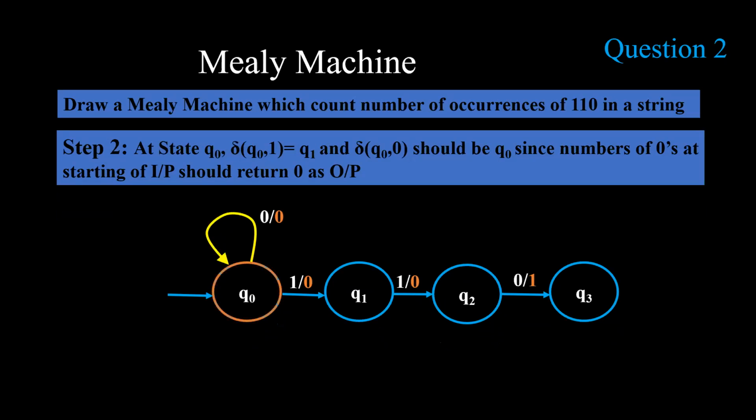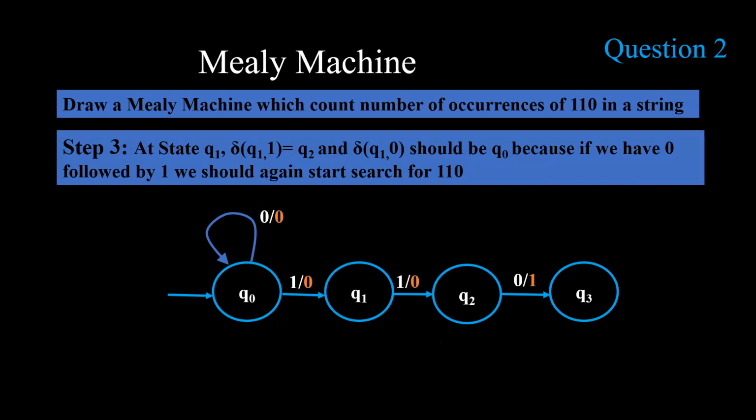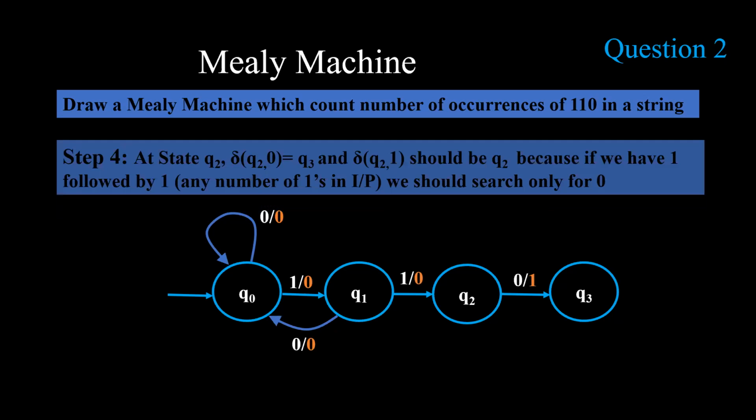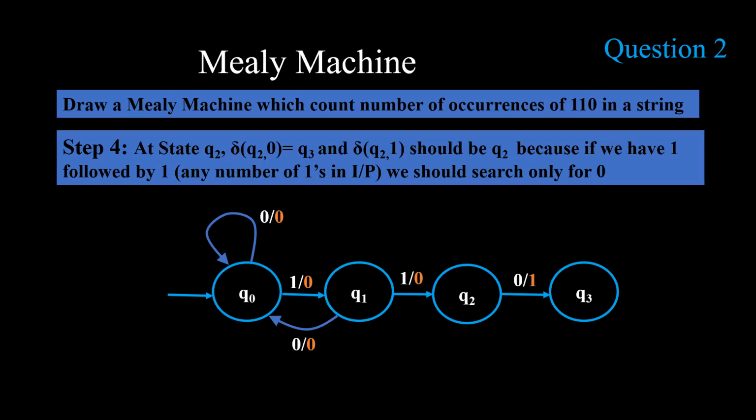We move towards Q1. There is already a transition from Q1 on 1 to Q2. So we need to find out what the output will be and where we should move when we have 0. We should move back to Q0, because it doesn't make sense if we have 0 after a 1. Next, we move towards Q2 to check whether the DFA is complete or not. No, it is not complete. Only for 0 do we have an output. We don't have an output for 1.